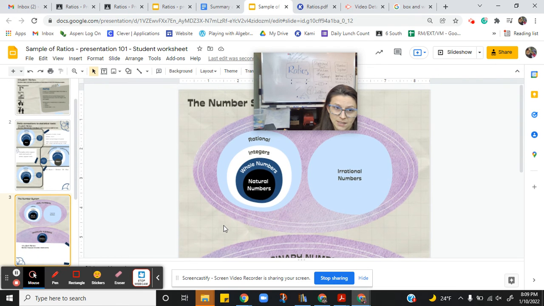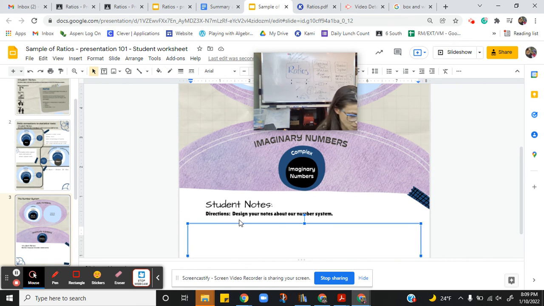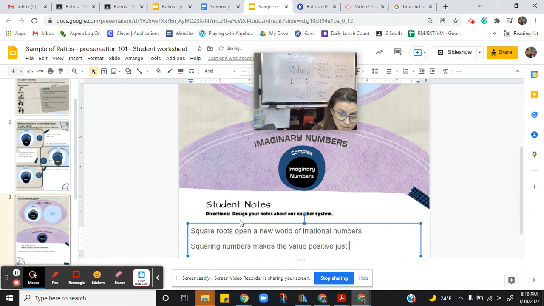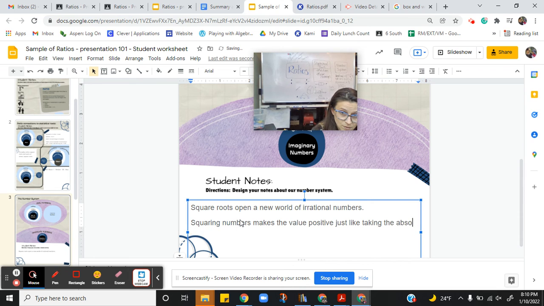And then you also can take time now to add notes to the number system, design your notes about our number system. So I might talk about how square roots open a new world of irrational numbers. I might say that squaring numbers makes the value positive, just like taking the absolute value of a number turns the value positive.